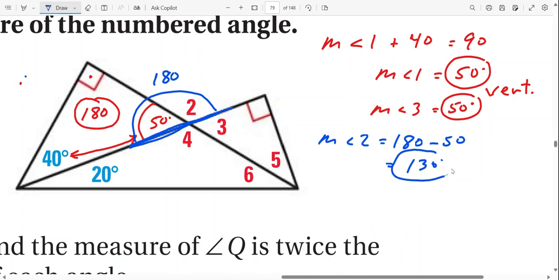All right, so if angle 2 is 130, what is angle 4? Very good, and why is that? Vertical angles. You look for the X shape. All right, you look for that X shape, and the angles across are congruent, so that one is vertical. Very good.